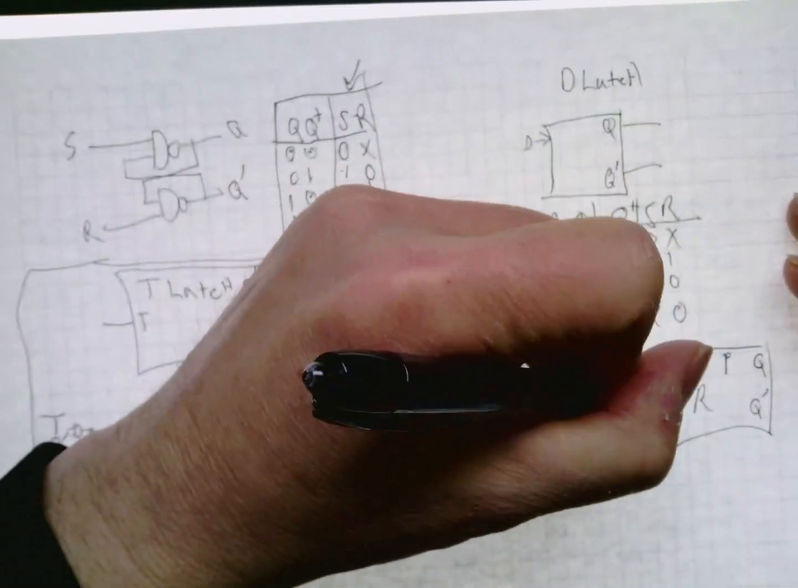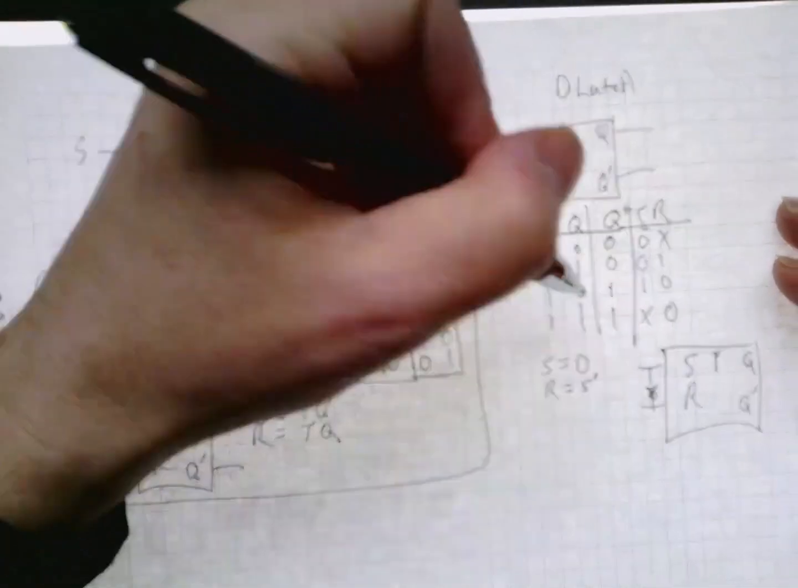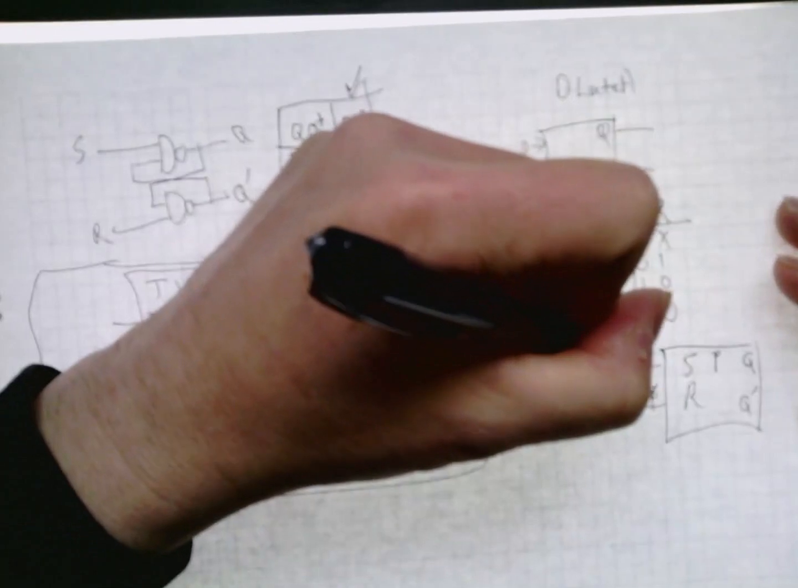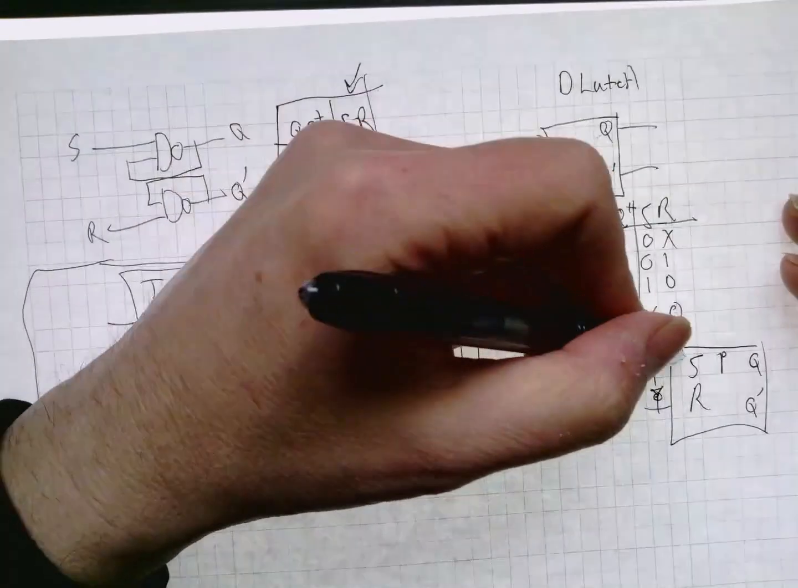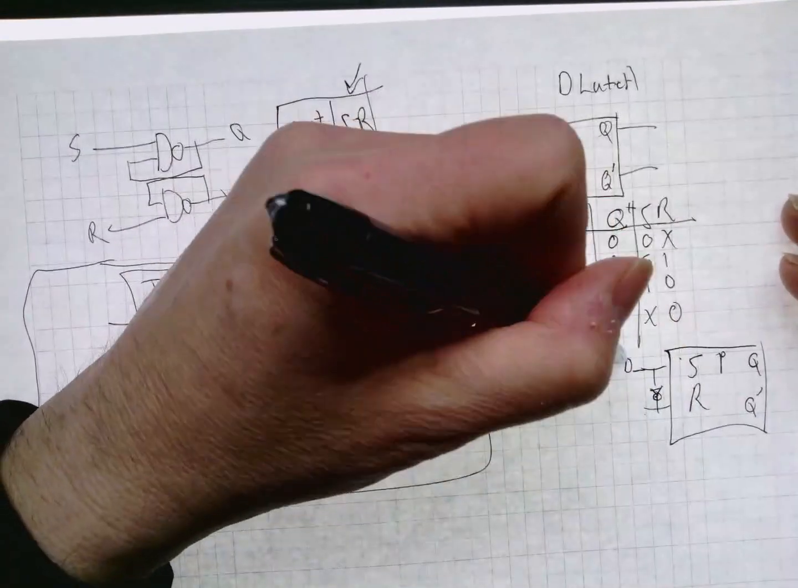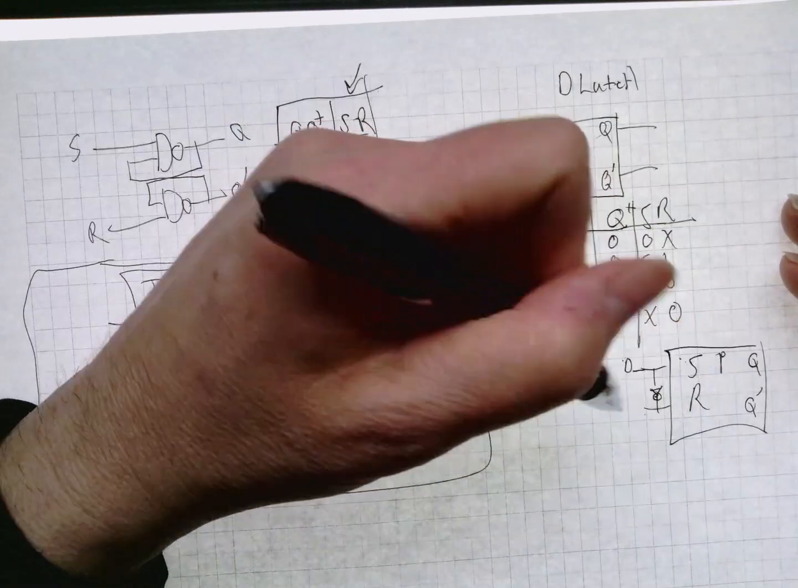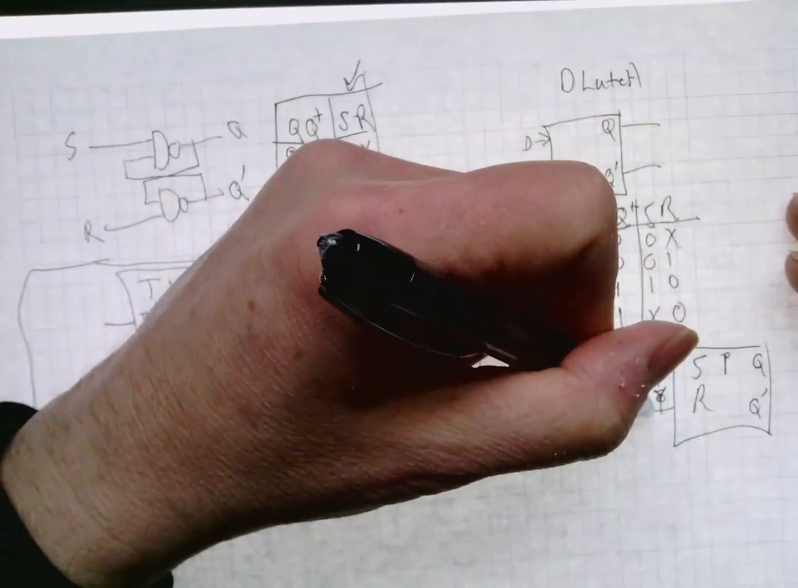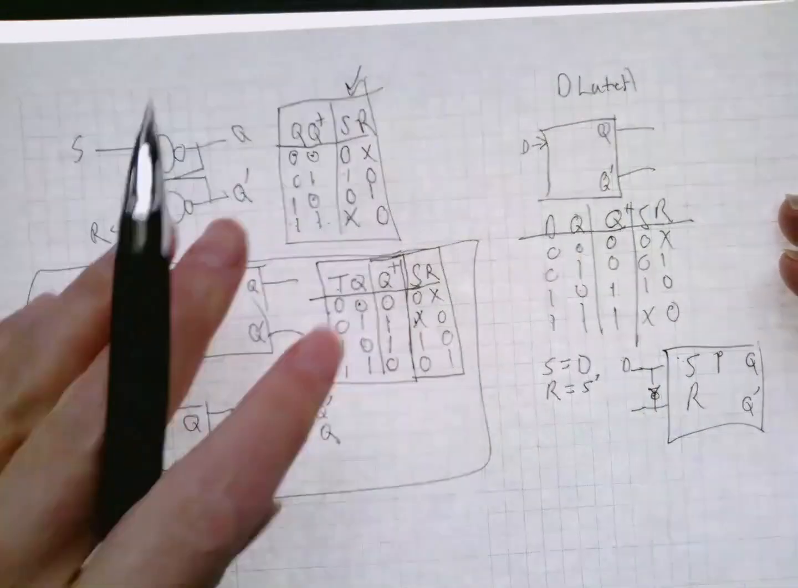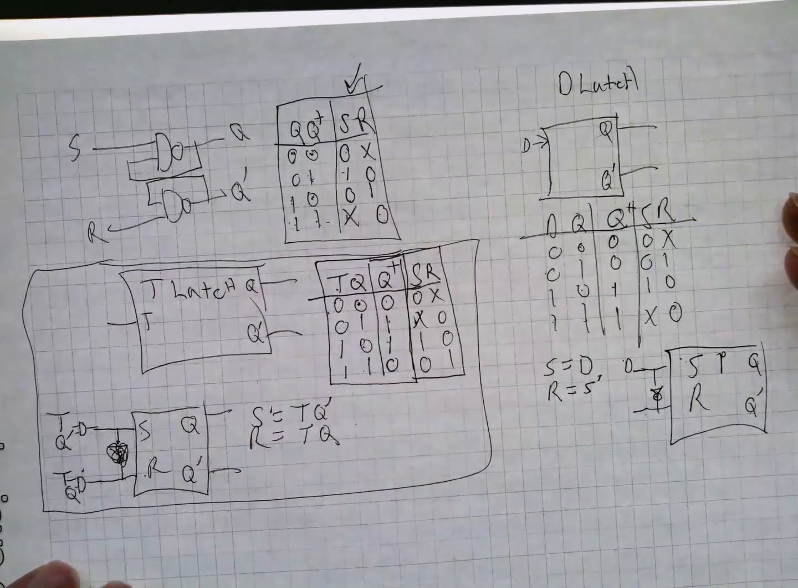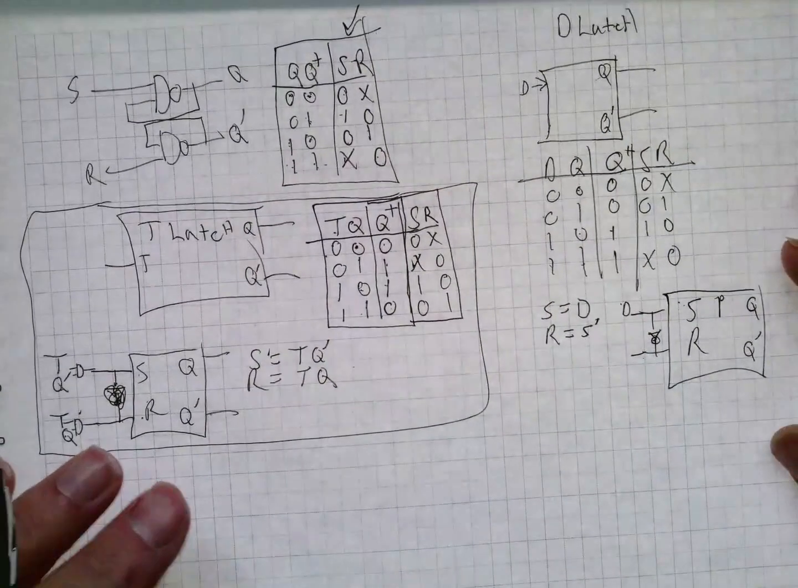Run the inverter across, and the input will be D. And now when D is equal to a 1, that'll set, reset will be 0. When D is equal to a 0, set will be 0, reset will be 1, and it will reset. The only thing that remains for us now is to add a clock.